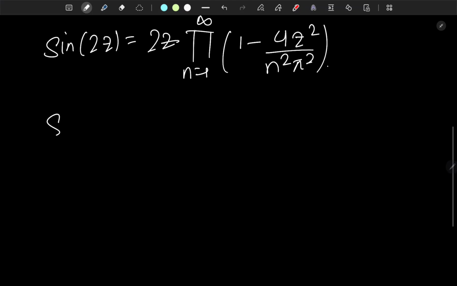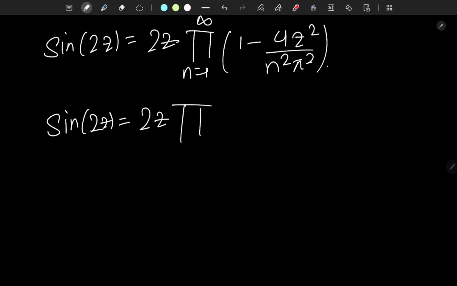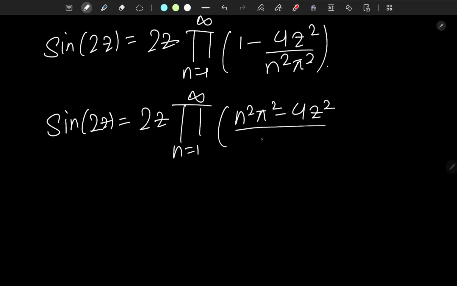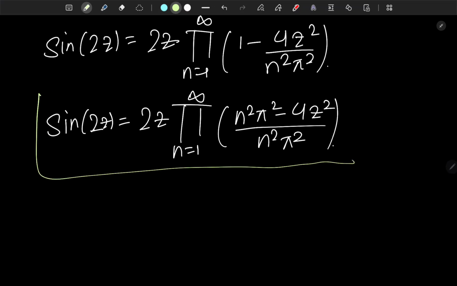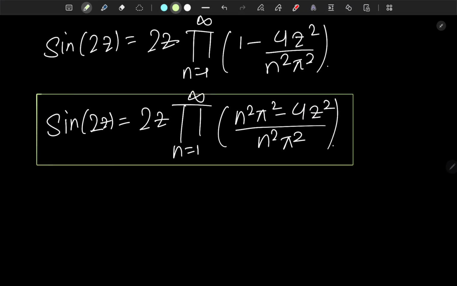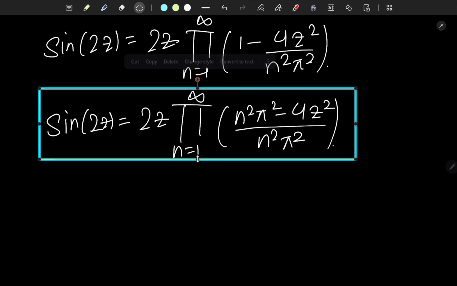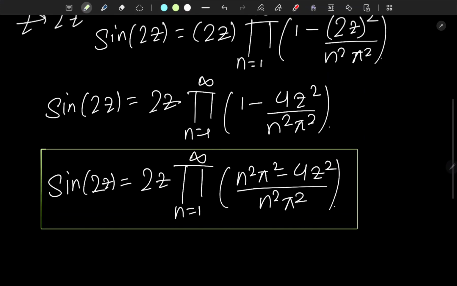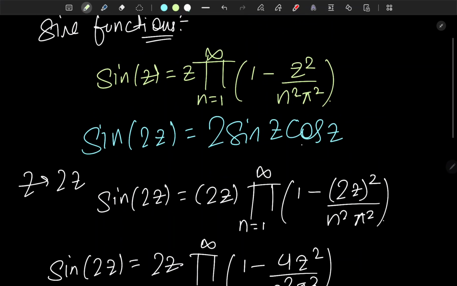So basically our final expression for this equation is sine of 2z equals 2z times the product as n goes from 1 to infinity of n squared pi squared minus 4z squared over n squared times pi squared. So this is what we have so far, and let's keep it in a box here, because this is one of those results.